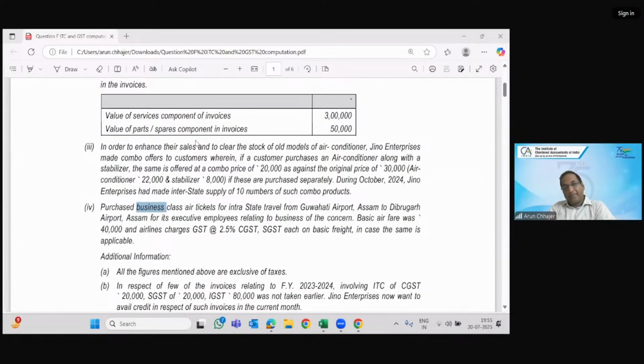16(2) में कोई टाइम लिमिट नहीं है बेटा. If you go to the 16 subsection 4 of the CGST Act, it says that ITC can be taken till 30th November or annual return, whichever is earlier, because no information has been given for the annual return. Therefore, you can take the ITC till 30th November.